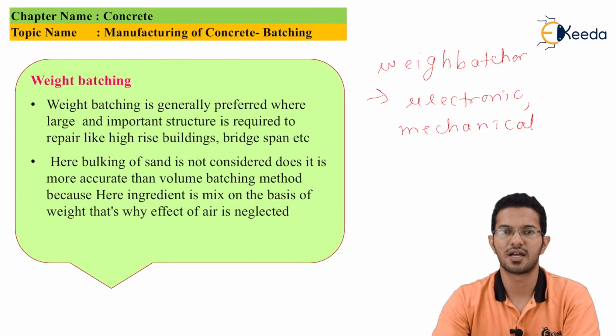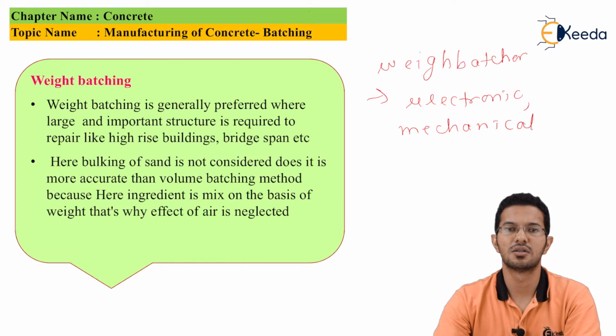The benefit of this type of equipment is that it measures the moisture content present in the aggregate and corrects the required quantity of water with respect to the moisture content of aggregates. Weight batching is important as it is accurate and is used in larger construction projects. In weight batching, the bulking of sand is not incorporated because whether the bulking effect comes into play, the weight of sand does not change. Only its volume increases, and that is why this type of batching is better than the previous one, which is volume batching.